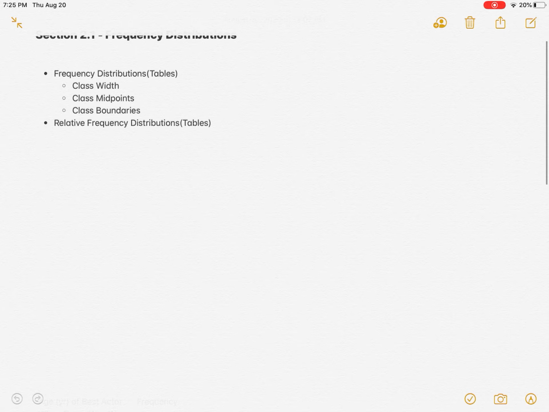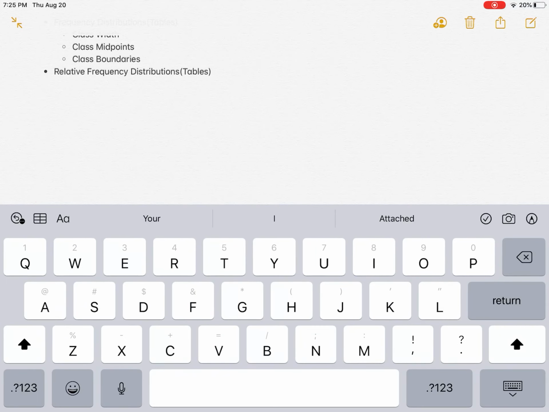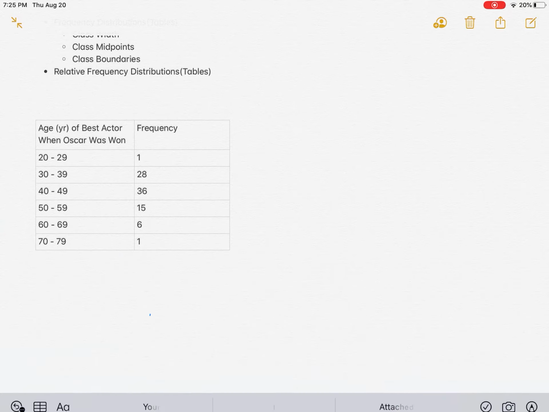Let me see where I can write that. I might not be able to write that in here, not allowed to write in there because of how I chose to do this. So let me bring this table up. So this is what a frequency table looks like. What it does is it groups things into categories.